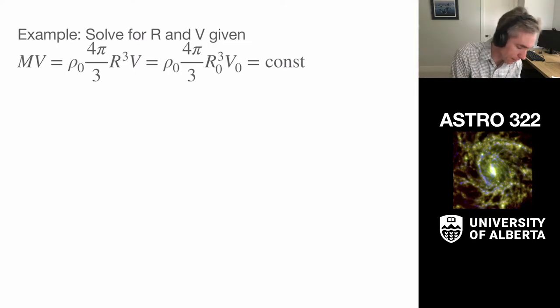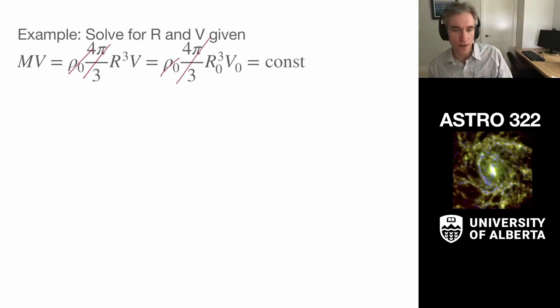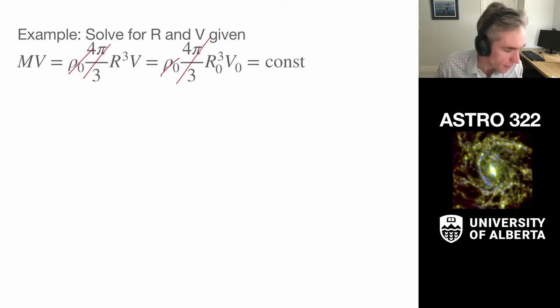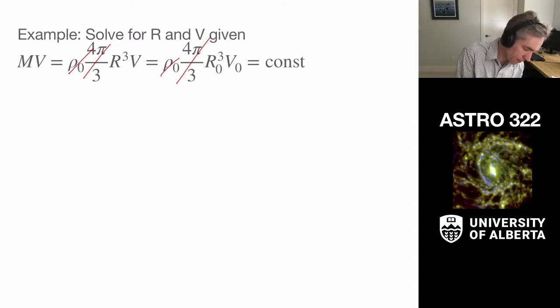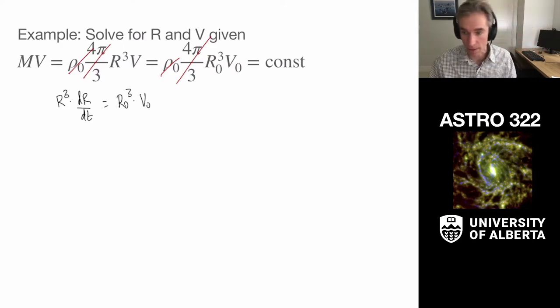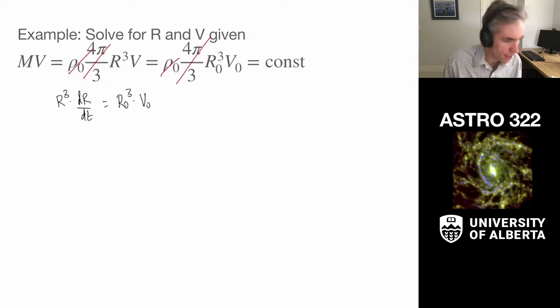The very first thing I'm going to do is realize that the density of the medium doesn't matter at this point. We are momentum conserving, so it doesn't really affect the dynamics at all, and we get a self-similar solution. So we end up with R cubed times dR by dt, that's the actual equation, is a constant, R naught cubed times V naught, which I'll leave as V naught here as a characteristic velocity.